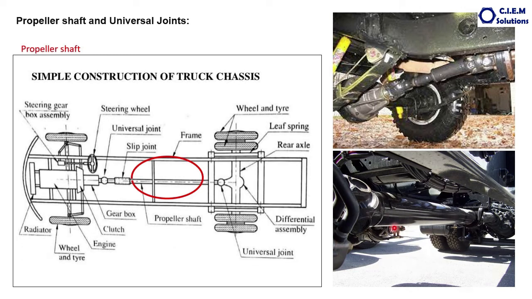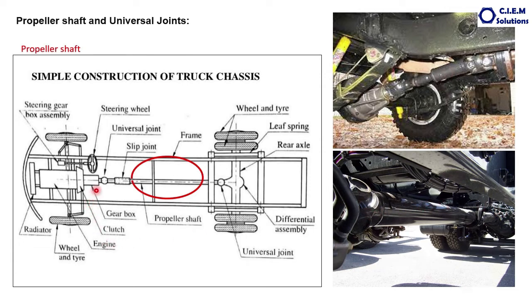When you observe this figure, this is the transmission end, this is the differential. Here you can see the other member like a bracket. This also we will discuss. Why this is required here to support this one? Because the length of the propeller shaft is much larger than this propeller shaft. In fact, you can see the other universal joint, one more universal joint here. This is called the single piece propeller shaft. This is called the two-piece propeller shaft.